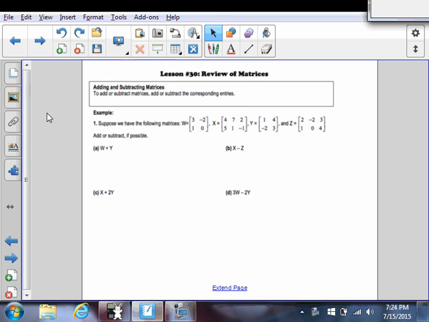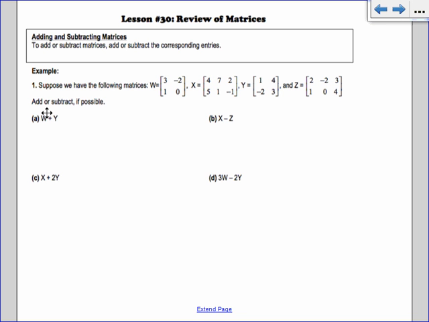Lesson 30 is a super simple section because it's just a review of matrices. In lesson 31, we're going to do a little bit more with matrices. So a quick review of them.